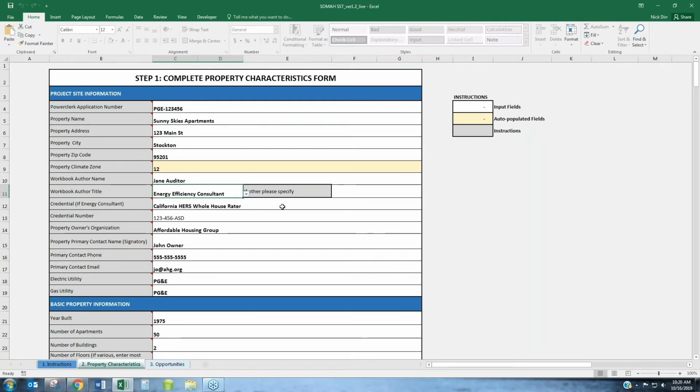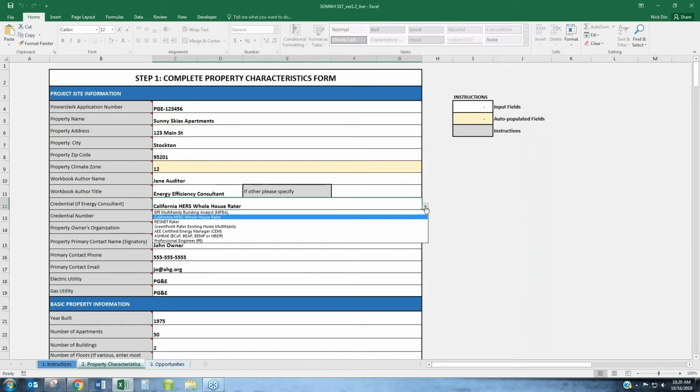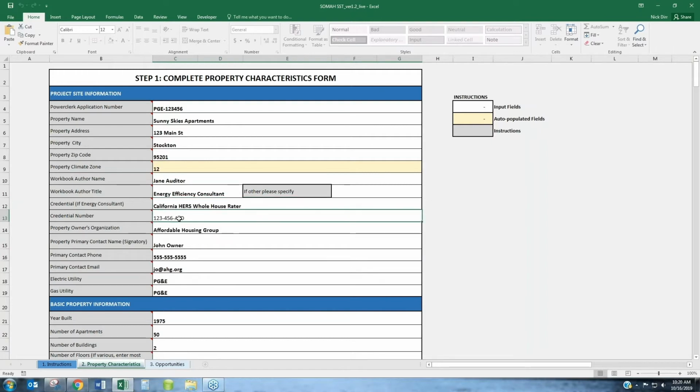But again, at the energy efficiency compliance milestone stage, it'll ultimately need to be completed and signed off by an energy efficiency consultant. And you can enter their credential information here. So it's the same list of credentials that was mentioned before. And then you'll enter the actual credential number for that person.